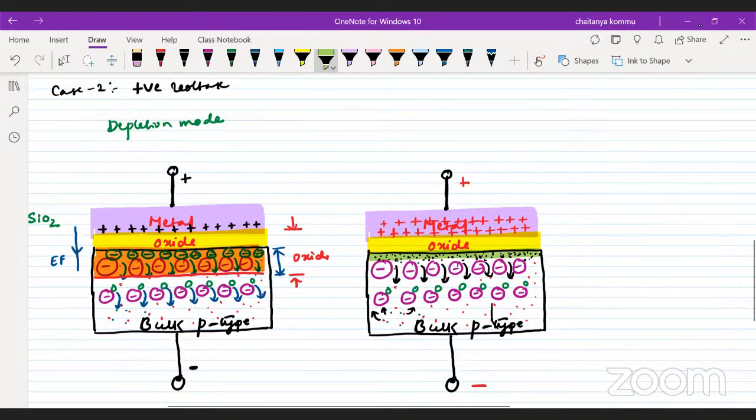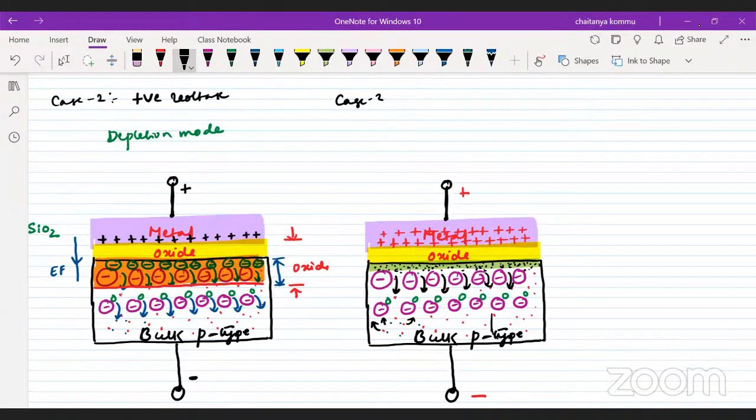This is what we are talking about, case number 3, more positive voltage. Here we normally call it the inversion layer, or I can call it the inversion mode. Okay, we can call it the inversion mode.